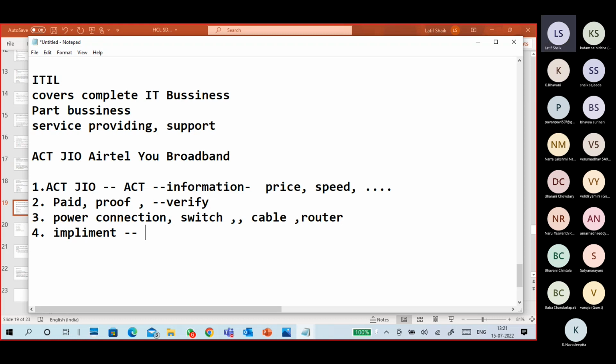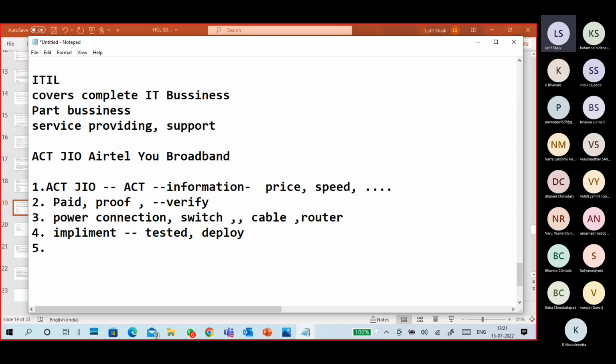Based on the design, they connect the cables. They connected the cables, they connected the power connections related to the switches and all, and they drew the cable. They connect a router and configure the router. So they implemented it finally. The fifth one is here: it is implemented, tested, and deployed.